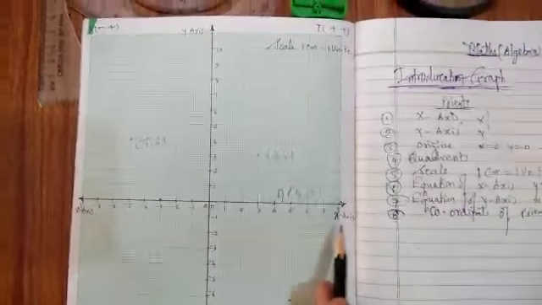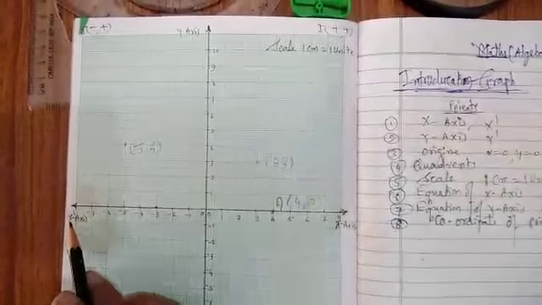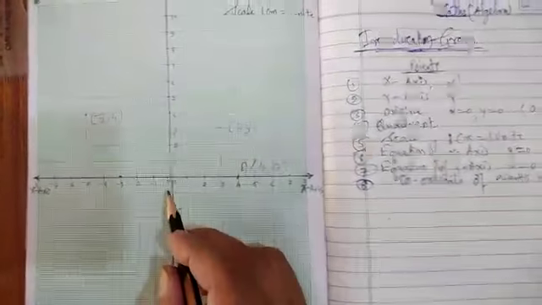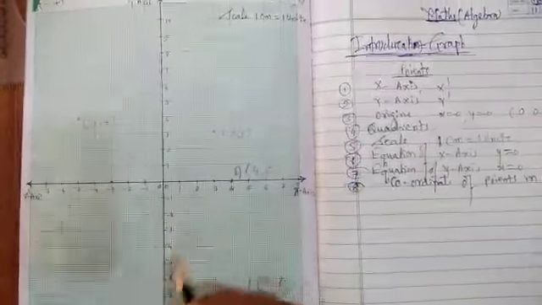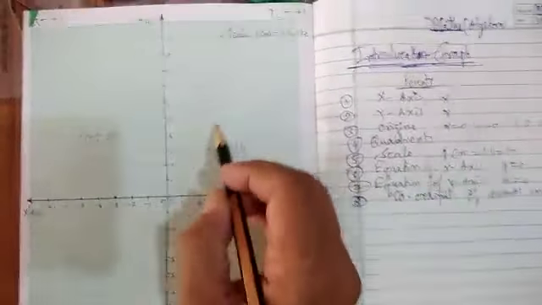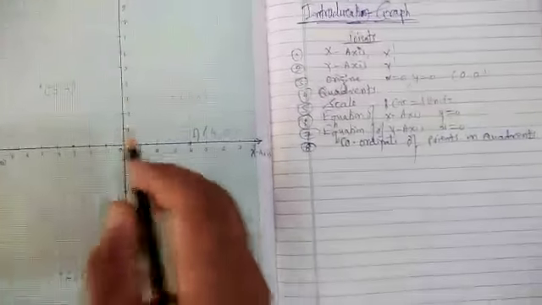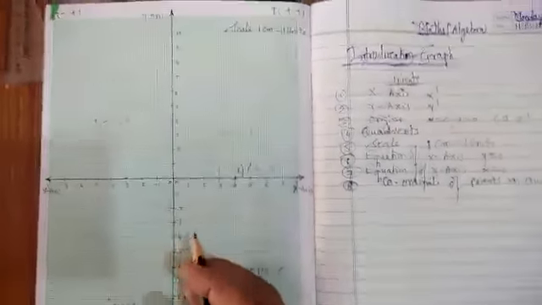Now look at x-axis, x dash, y-axis, y dash. This is the scale, and this is the origin, and these are the quadrants: first quadrant, second quadrant, third quadrant, fourth quadrant. X-axis and y-axis are perpendicular to each other. Okay.